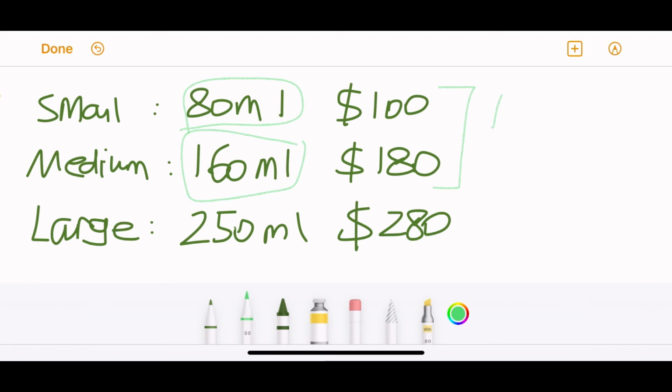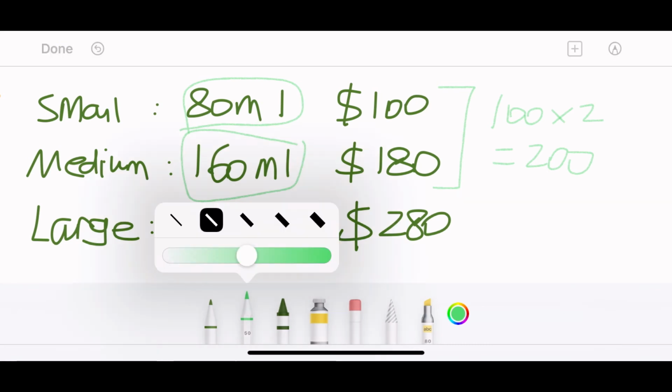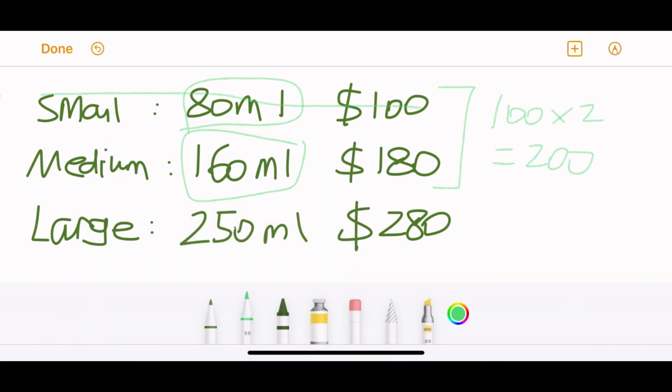So 100 multiplied by 2 will give me 200. Therefore, if we charged the medium perfume at the same rate as the small perfume, we would expect to pay $200, but the price of the medium perfume is only $180. Therefore, we know that the medium is of much better value than the small. So we're going to cross out the small, and then we're going to work with medium and large.